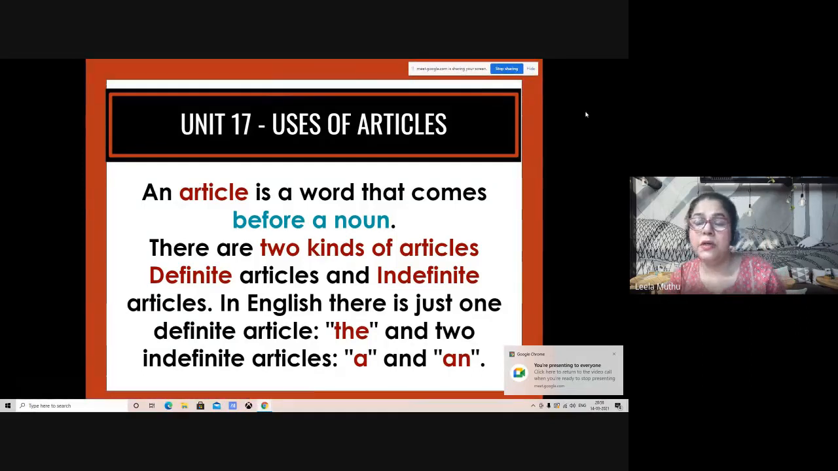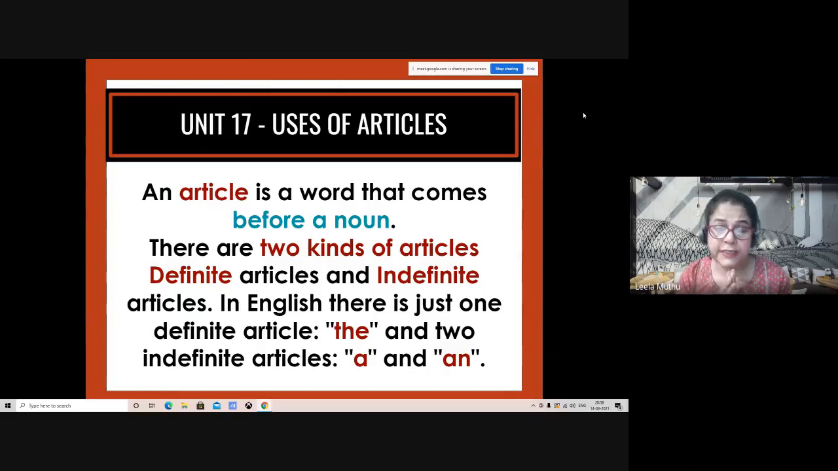So how do we use articles? Uses of articles. Now you know in English grammar we have three articles that we use: a, the, and an. And these are of two types. You have two different types of articles: definite articles and indefinite articles. Definite articles are those which refer to a specific noun, and indefinite articles are those which refer to general nouns, when we are not specific about it.